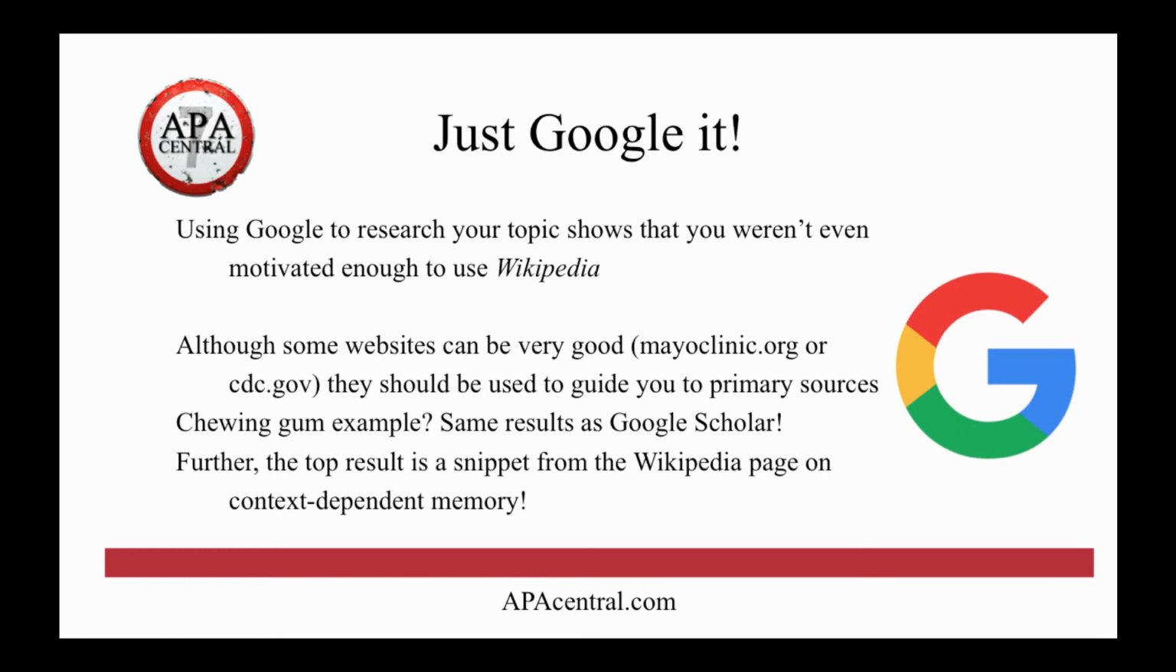So in the chewing gum example, I got on Google, I got the same results as I got on Google Scholar. They look slightly different because they look like Google results. And the top result is a snippet from the Wikipedia page on context-dependent memory, which is like the most meta thing out there because it leads you right back to where you were.